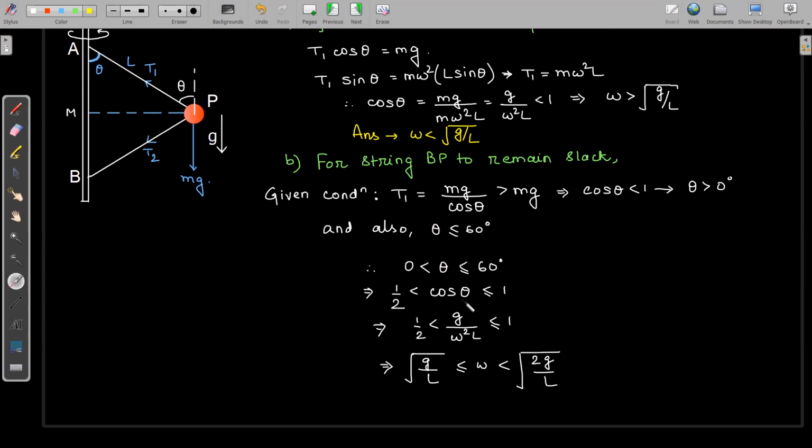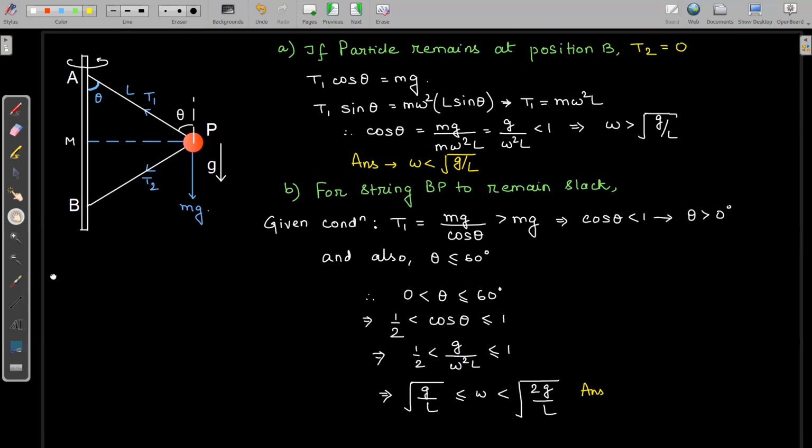So the range of cos theta is going to be from half to 1. Now again, the value of cos theta we calculated in the first part is g by omega square L. So g by omega square L has to be greater than half and less than 1. So we get a range of omega which is greater than or equal to under root g by L and less than under root of 2g by L. So if omega remains in this range, then we will get the tension T1 to be greater than mg and the string BP will remain slack. So this was our second part of the question.